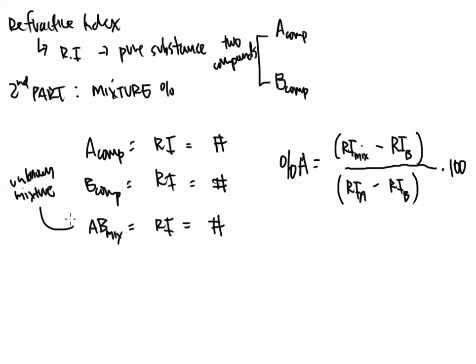All right, so let's come over here to the side and do an example of this. Let's say that my component A is toluene, and my component B is something called cyclohexane. This AB mixture has an unknown amount of toluene and an unknown amount of cyclohexane in it.